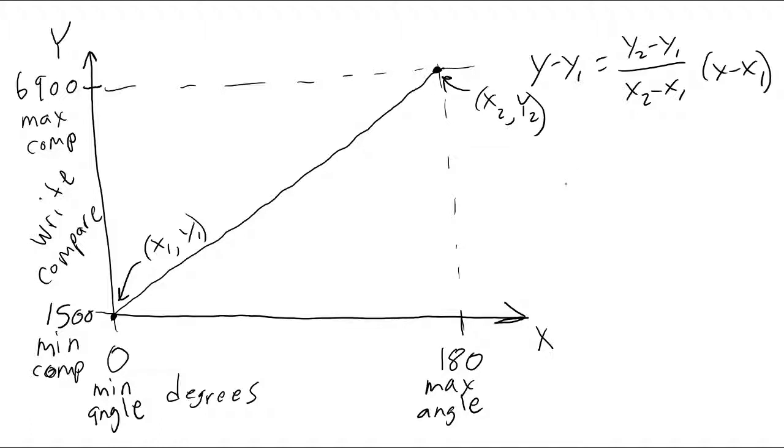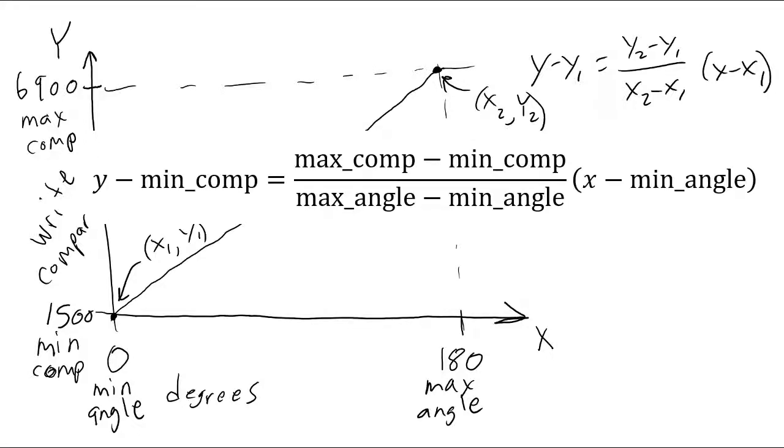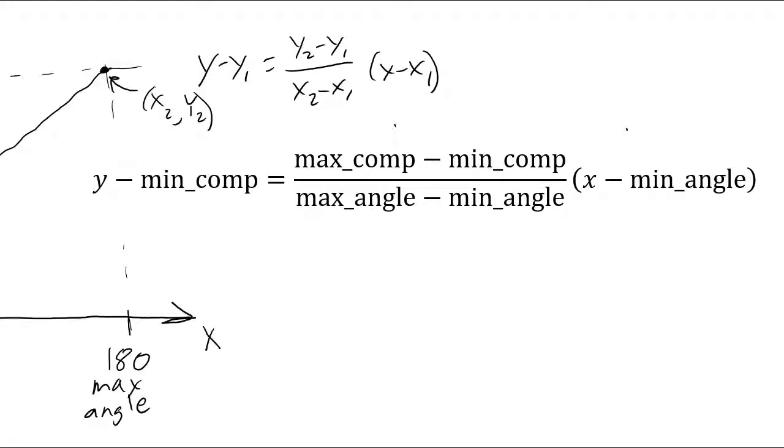Let's plug into this formula the min angle, max comp that we already identified. I put an underscore between min and comp because that's how we're going to type it into our code. This equation says y minus min_comp is equal to (max_comp minus min_comp) divided by (max_angle minus min_angle), times (x minus min_angle). We're going to go and write this now into our PSOC code.